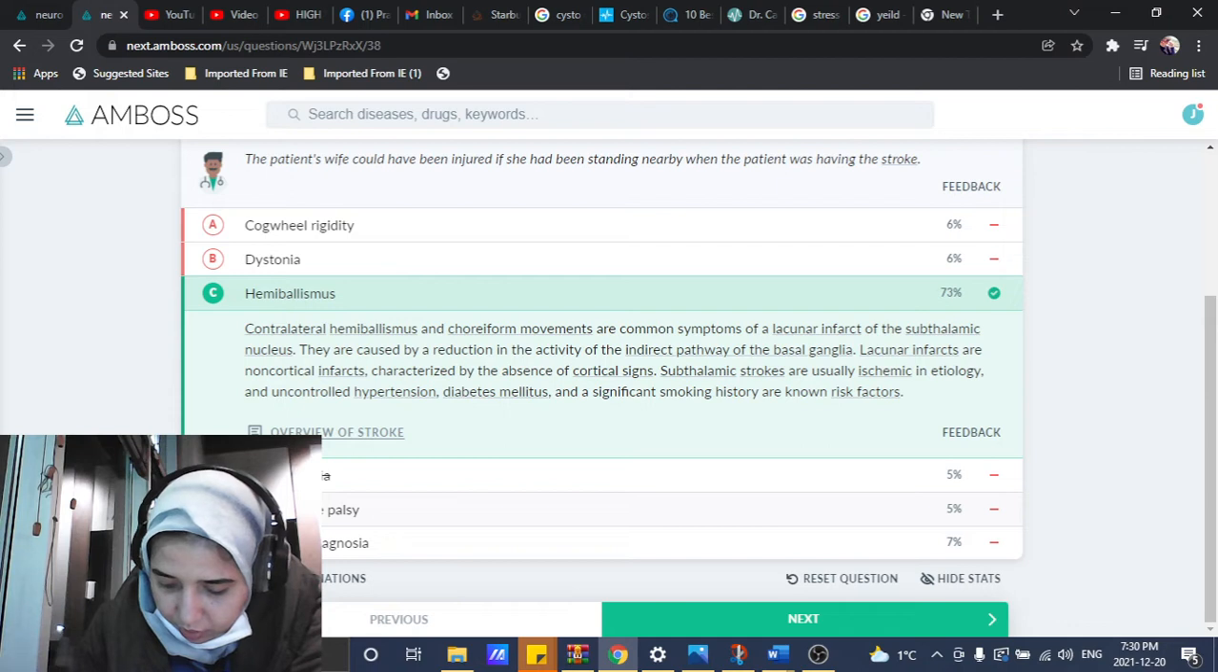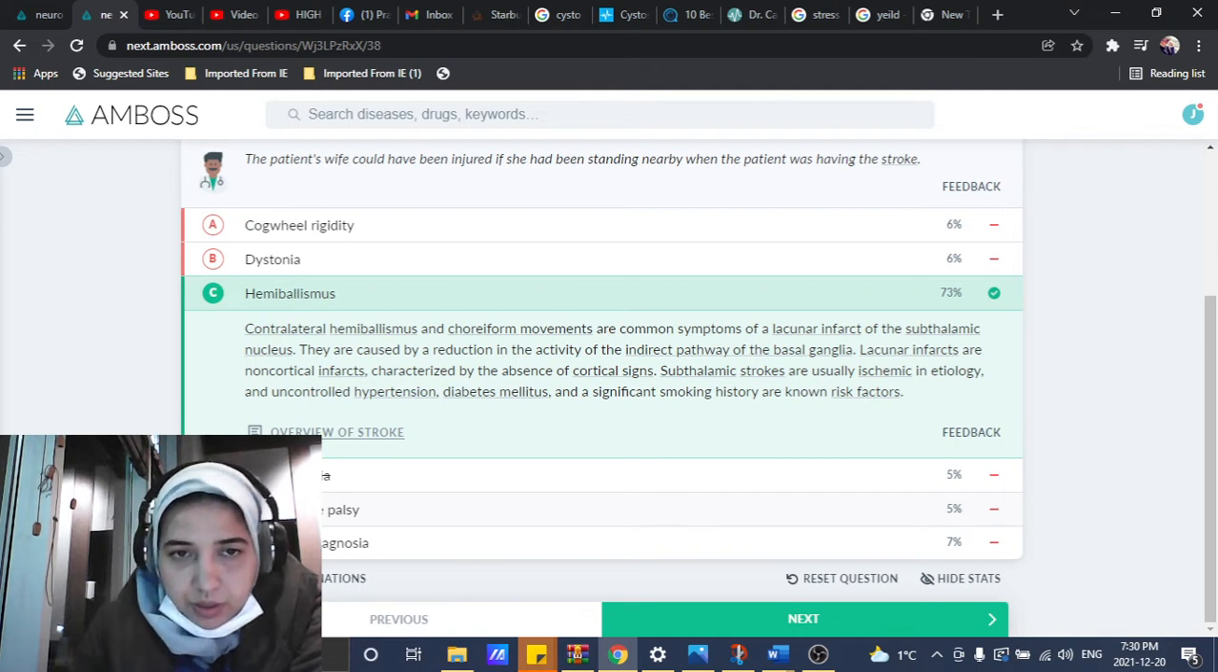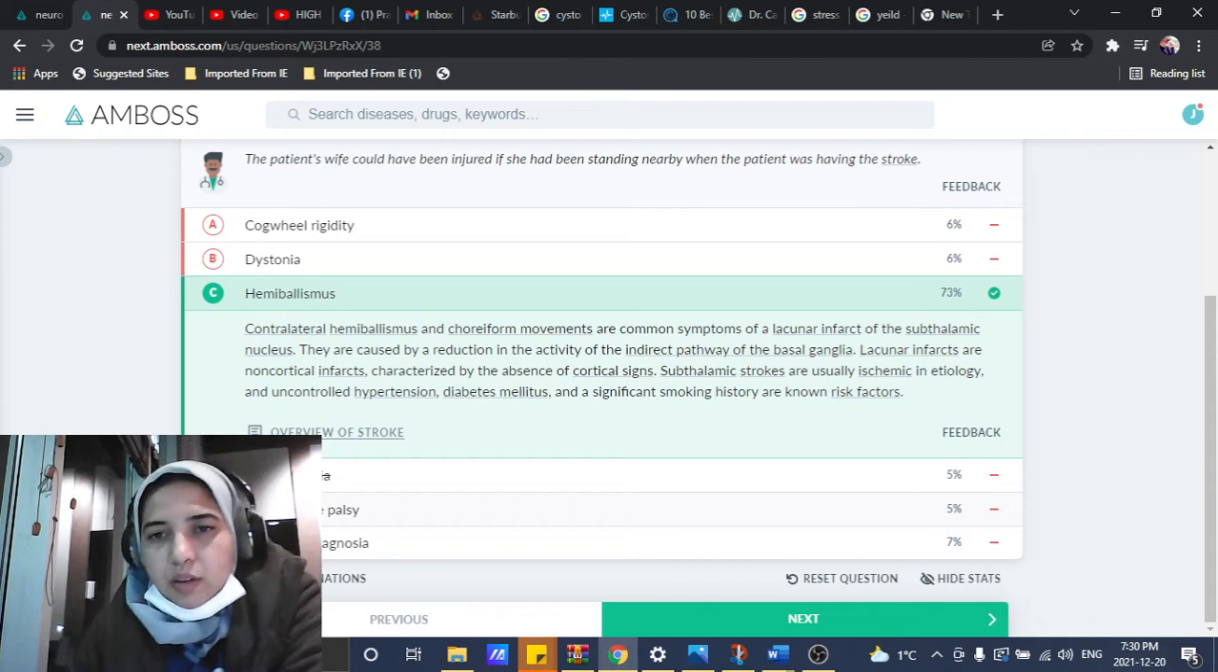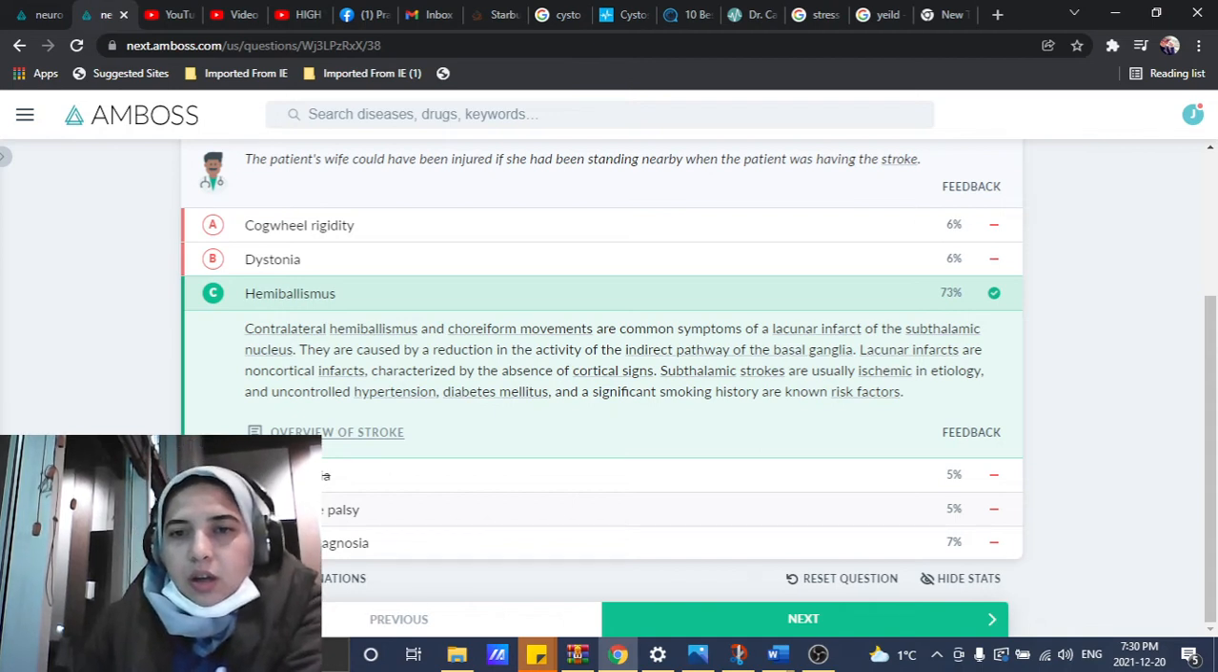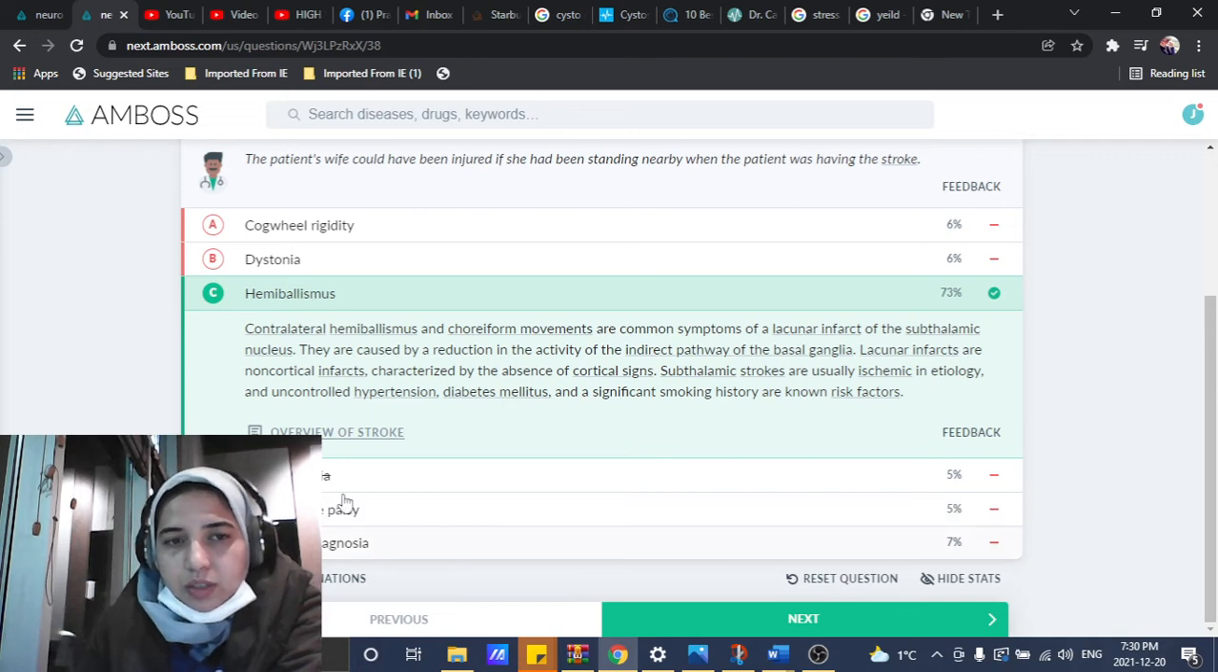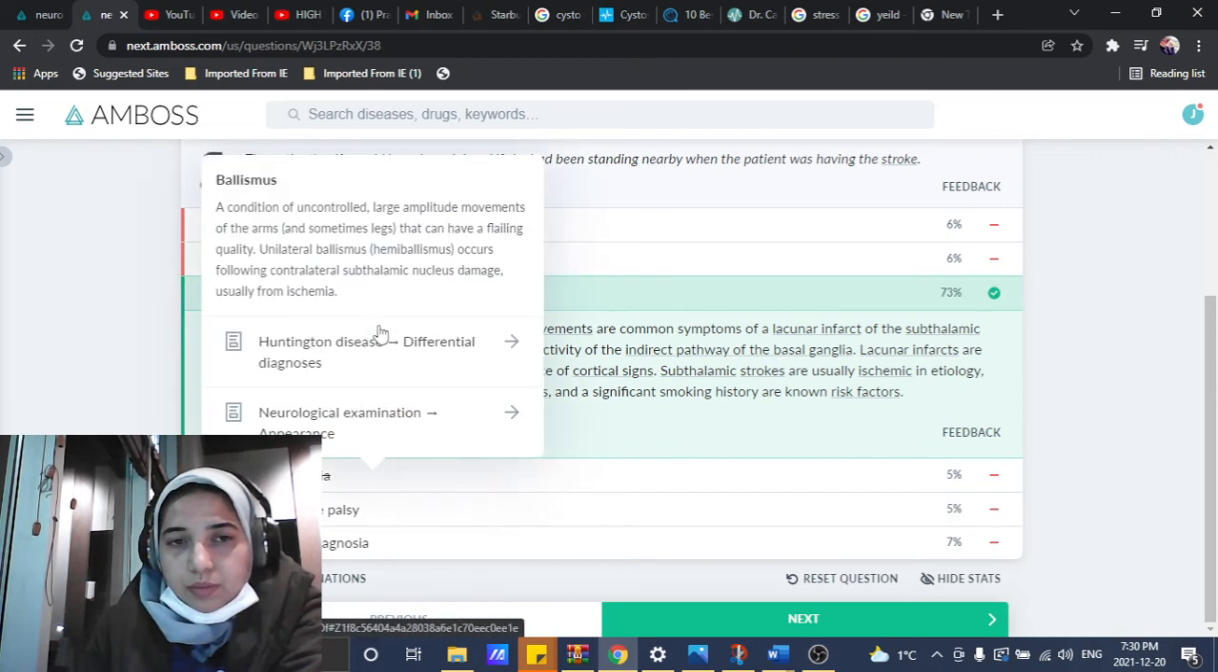Oh, the subthalamic nucleus. They are caused by a reduction in activity in the indirect pathway of the basal ganglia. Lacunar infarcts are non-cortical infarcts characterized by absence of cortical signs. Subthalamic strokes are usually ischemic in etiology, and uncontrolled hypertension and diabetes are a significant risk factor. Okay.